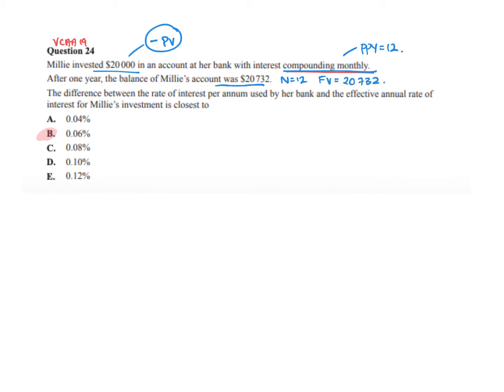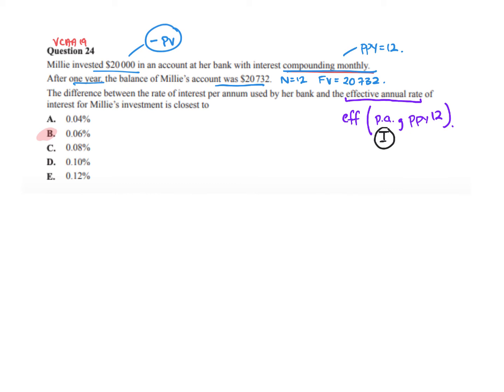That's what this bit just told you. Okay, the difference between the rate of interest per annum used by the bank and the effective annual rate of interest for Millie's investment is... So what you need to know for effective interest rate, remember, in our calculator we use EFF. We put the per annum rate, whatever it is, then comma, PPY is 12. On Finance Solver, this per annum rate is called I. We put the per annum rate into it.